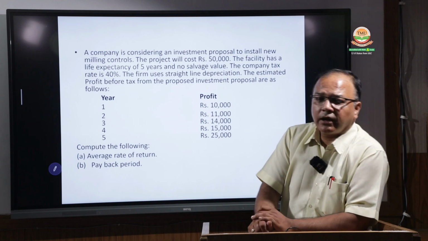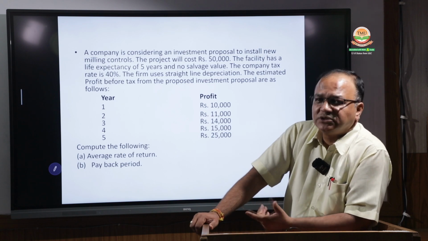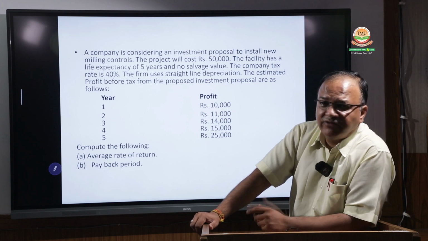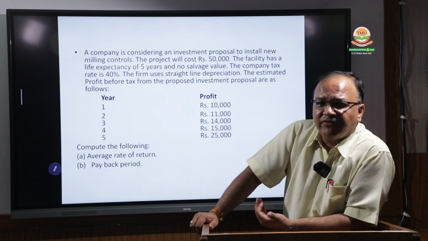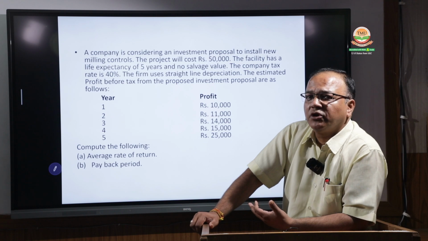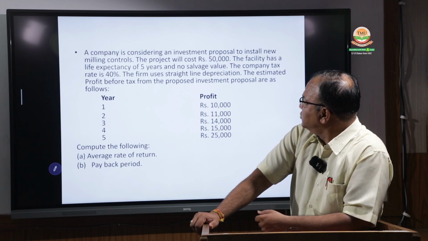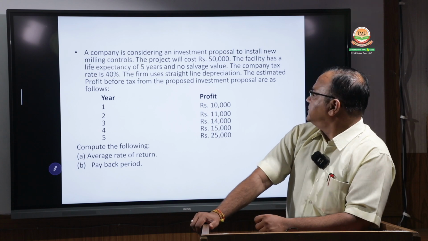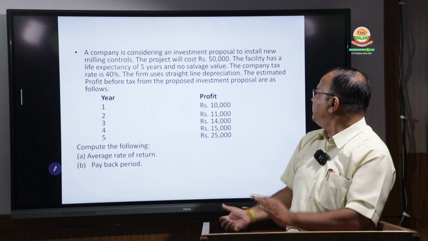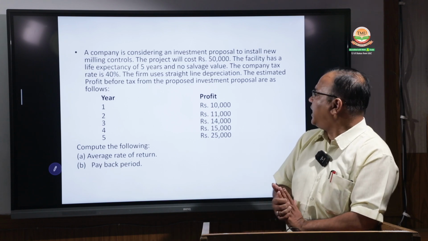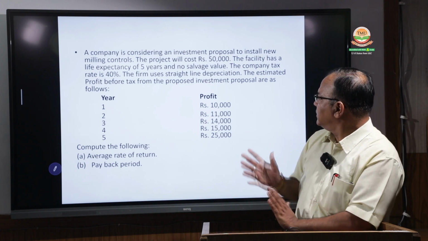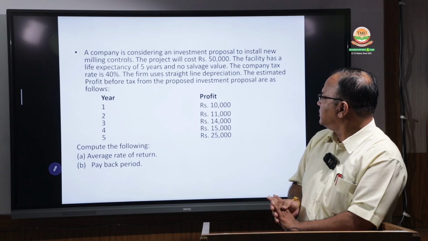So first thing, the company is purchasing a new machinery. The cost of the machinery will be 50,000 and the life is 5 years. No salvage value. It means after completion of the life, if you want to sell the machinery, it will not generate any type of cash flow. The firm uses straight line depreciation. The estimated profit before tax from the proposed investment proposal are as follows. So this is the profit.